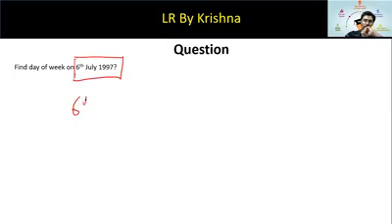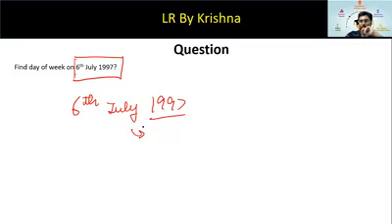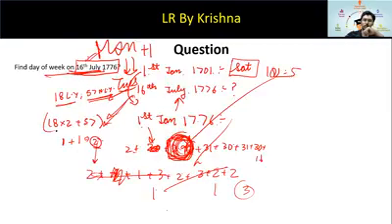Which day of the week will be 6th July 1997? Again the same concept. Suppose I took January, right? See, 2 was from this year part, correct? And then January is having 30 days, so I've written here 30 days. February is having 29 days, I've written here 29 days. March, April, May, June, July is having 16 days. I've taken January.